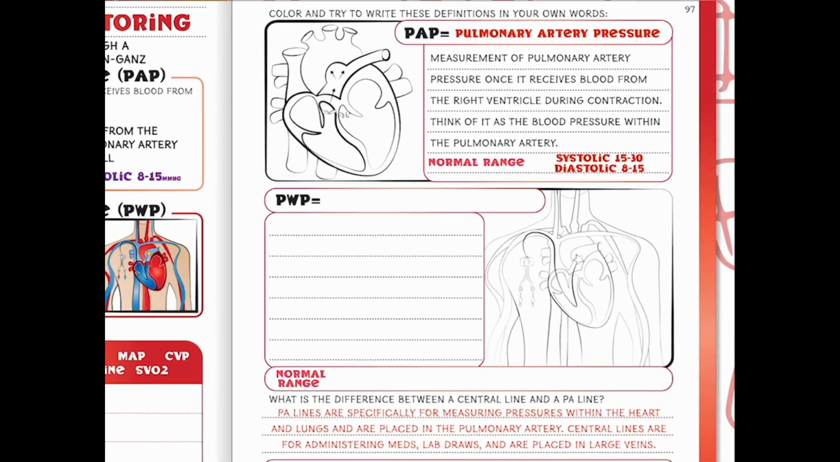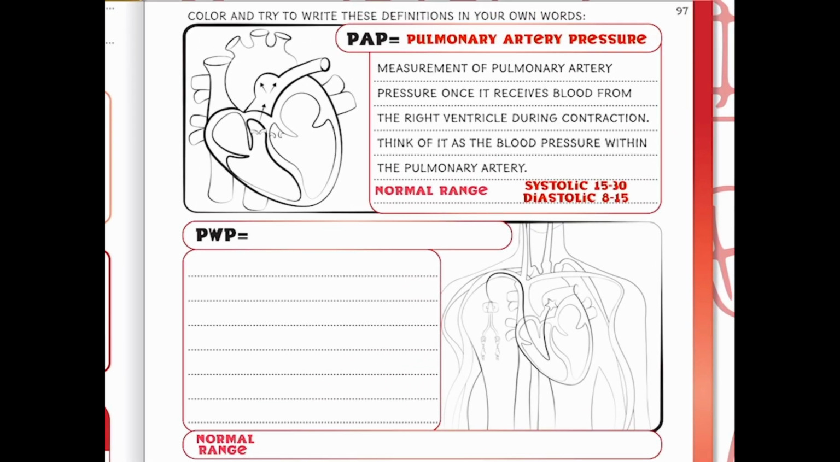However, it's so important to know that if this balloon continues to be inflated, it can actually cut off blood flow completely. So it's important that this balloon stays deflated. However, we can also utilize blowing up this balloon to measure other pressures. And taking a measurement with this balloon inflated quickly is going to be our pulmonary wedge pressure, that PWP.